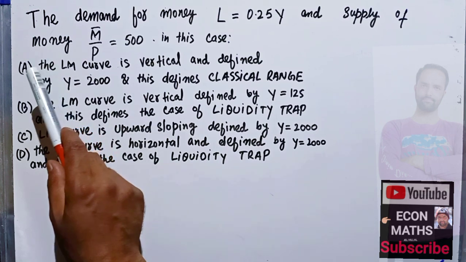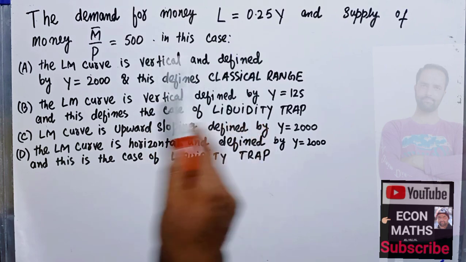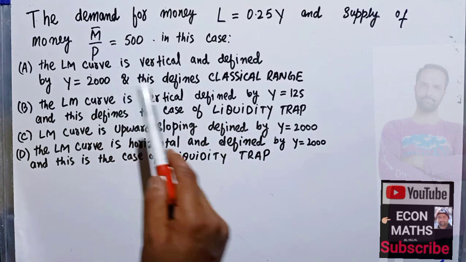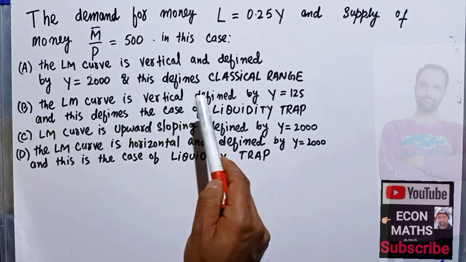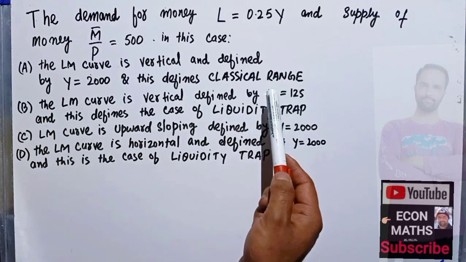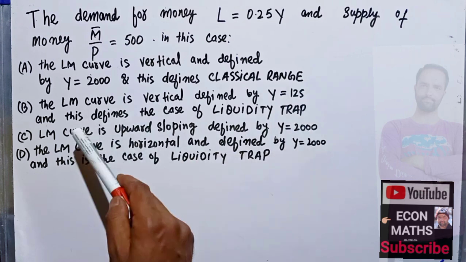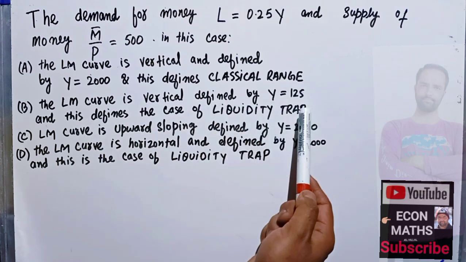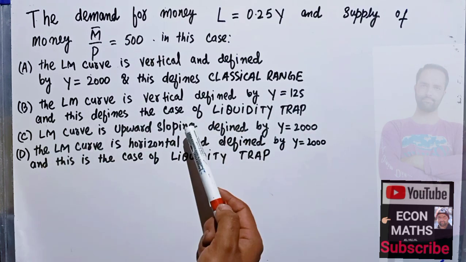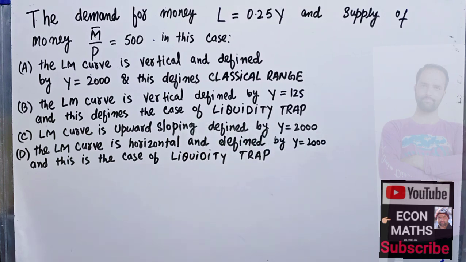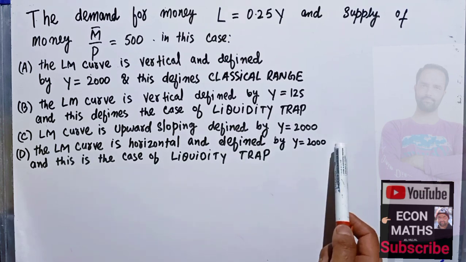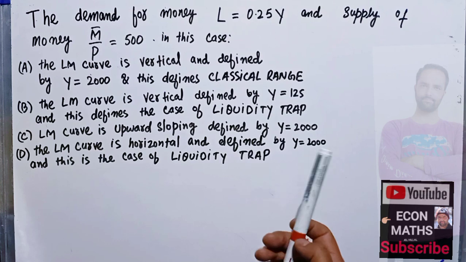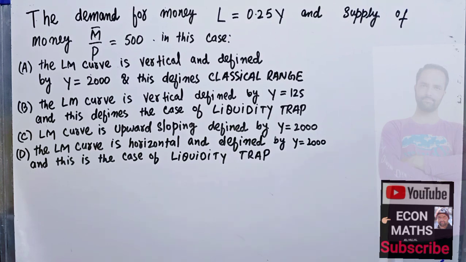First option is the LM curve is vertical and defined by y = 2000, and this defines the classical range. Second option is the LM curve is vertical, defined by y = 125, and this defines the case of liquidity trap. Third option is the LM curve is upward sloping and defined by y = 2000, and the last option is the LM curve is horizontal and defined by y = 2000, and this is the case of liquidity trap. Okay, let us see how to solve this question.